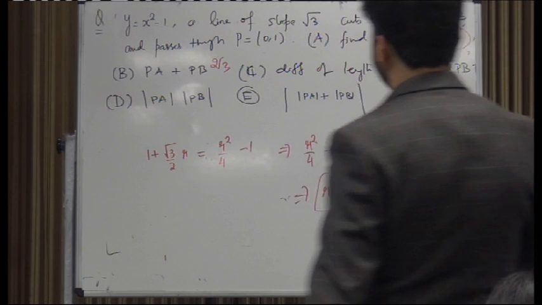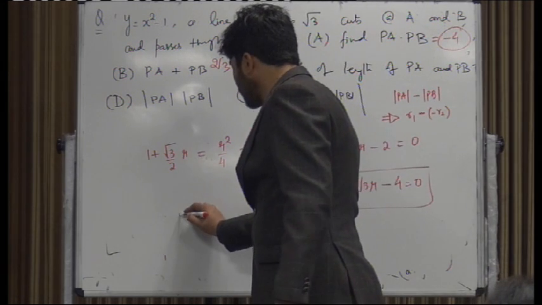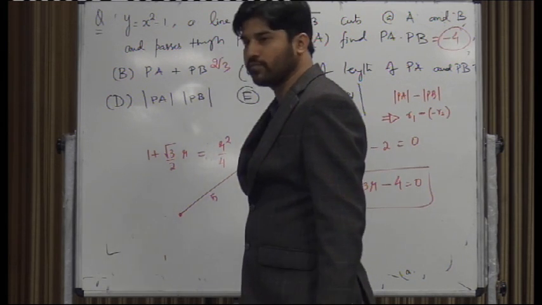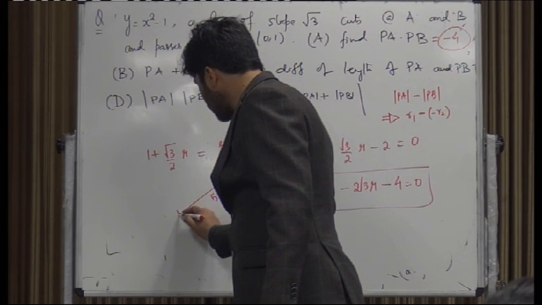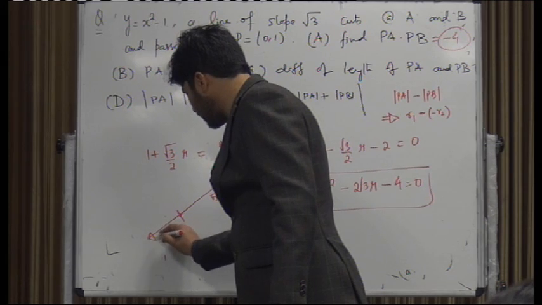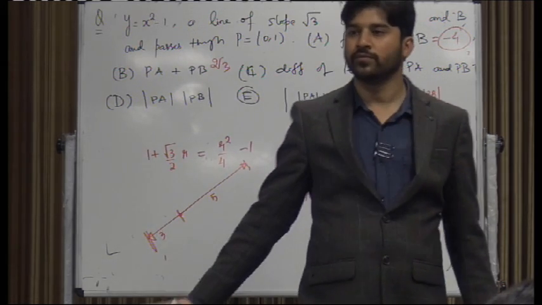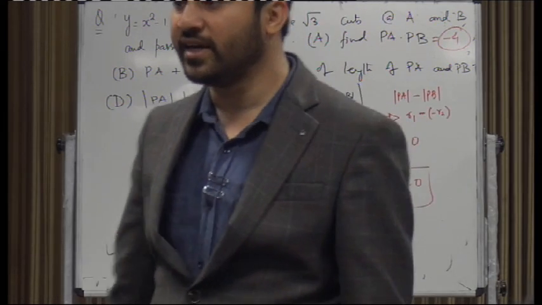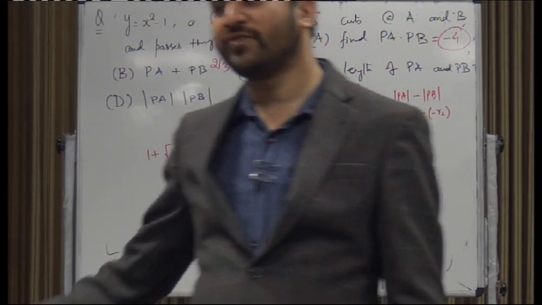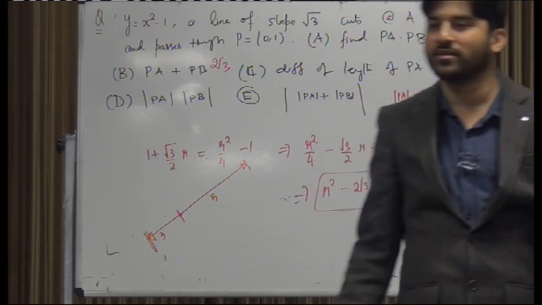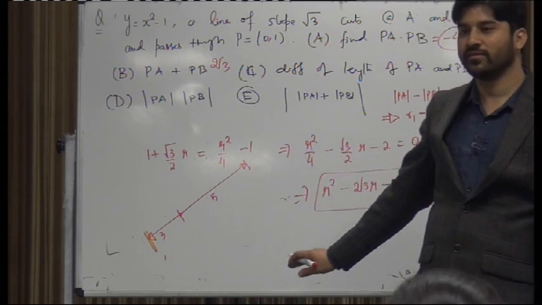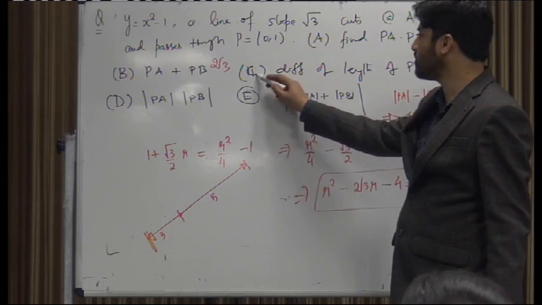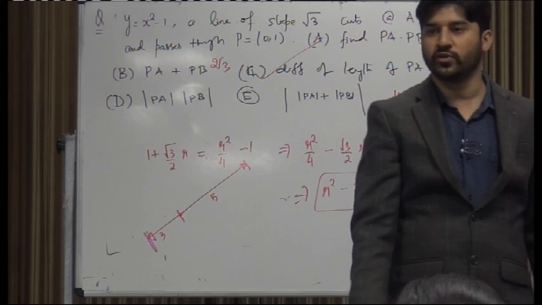ऐसे देखो ना, ये इधर 5 यूनिट है और ये इधर 3 यूनिट है. What is sum of root? 5 minus 3, right? And what is the difference of the length? 5 minus 3. समझ में आ रहा है कि नहीं आ रहा है? So you have to be very conceptual in this. So difference of length of PA and PB भी understood हो गया.